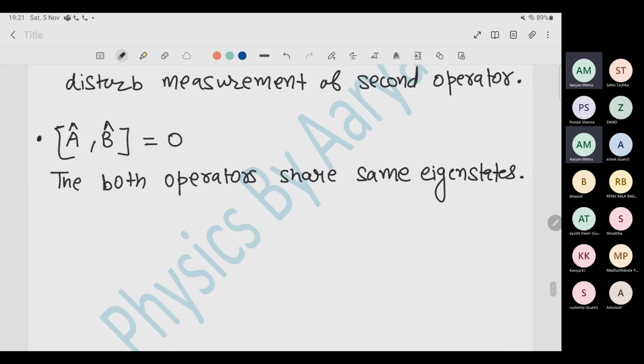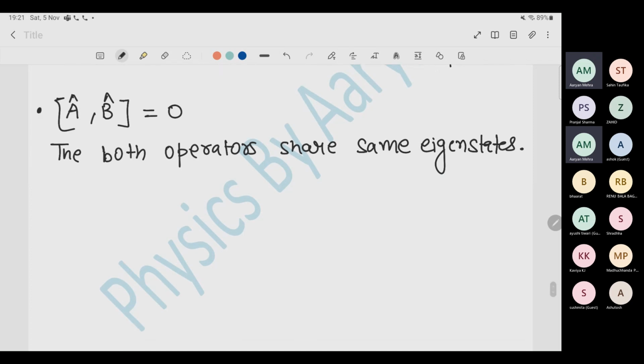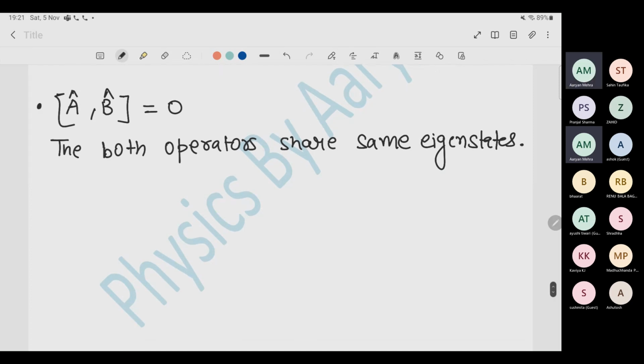So how many of you are actually able to understand this sentence? I don't expect you to, but do you? Both operators share the same eigenstates. So why should they have the same eigenstates? Sir, because they can be simultaneously eigenized.